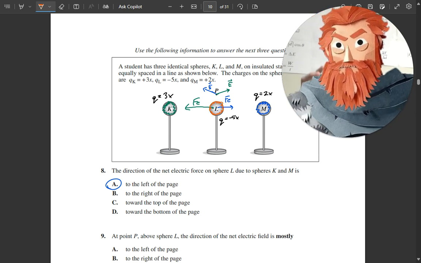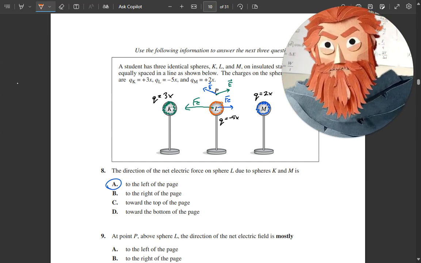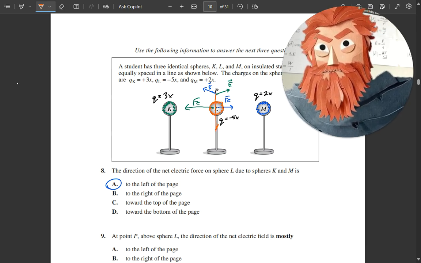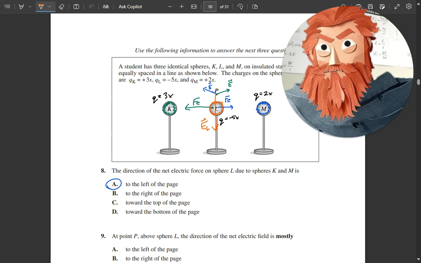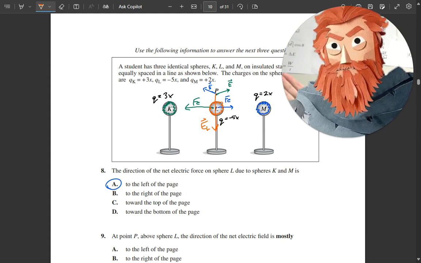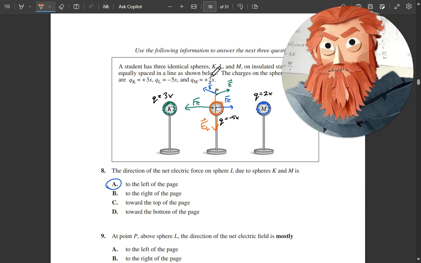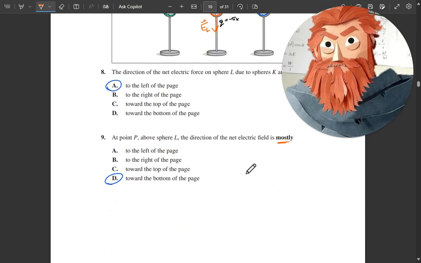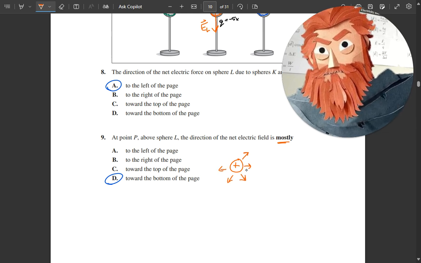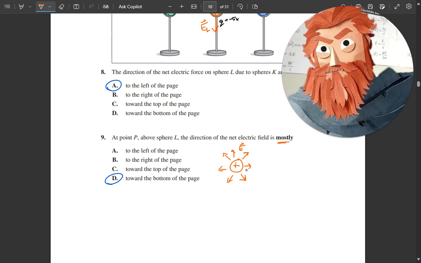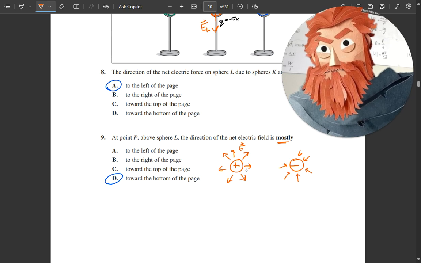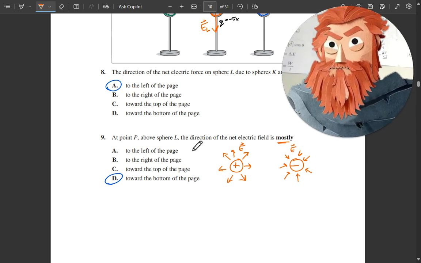Remember, electric field, if it's positive, it's going out. If it's negative, it's going in. I'm going to maybe put that down in question 9 there. But L, it's way closer, it's way larger. It's got this huge electric field going straight down caused by L. So if I add those together, K and M, we're going to have a little bit more to the right, but it's going to be huge downwards, mostly downwards. All right? So just remember, positive, the electric field is out. And negative, electric field is in. Okay, good.